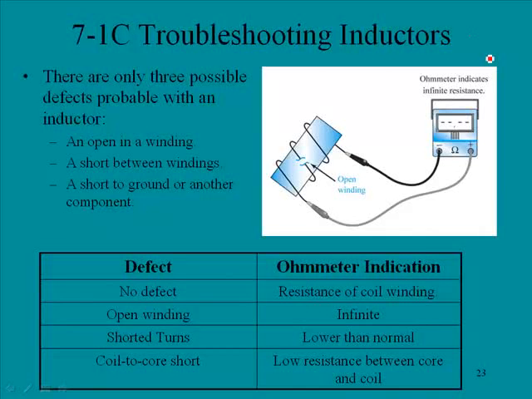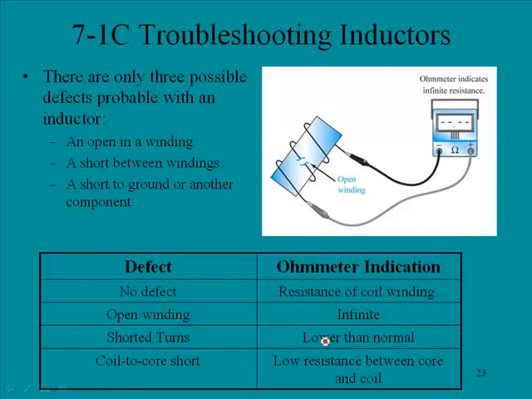Okay, we're in the final section of 7.1 and we'll be looking at troubleshooting inductors. There are only three possible defects probable with an inductor. The first is an open in the windings, and that's depicted right there actually, a short between windings, and a short to ground or another component.